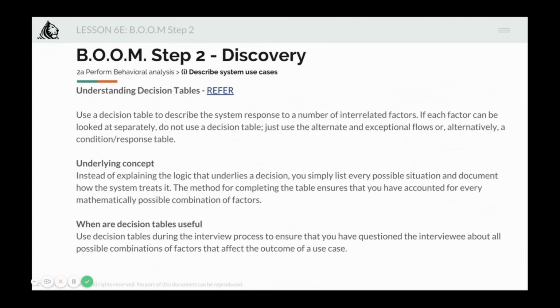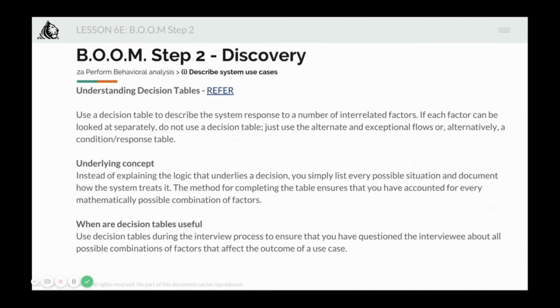What is the underlying concept behind this? Instead of explaining the logic that underlies a decision, you simply list every possible situation and document how the system treats it. The method for completing the table ensures that you have accounted for every mathematically possible combination of factors.